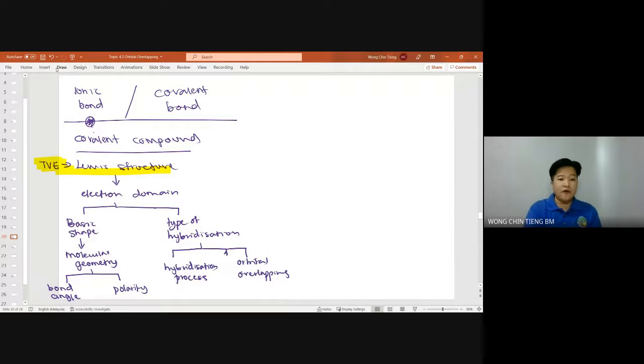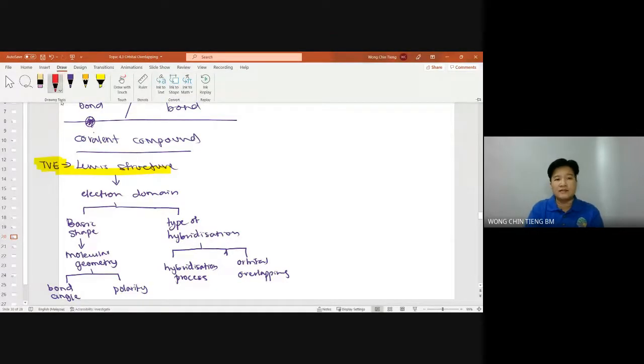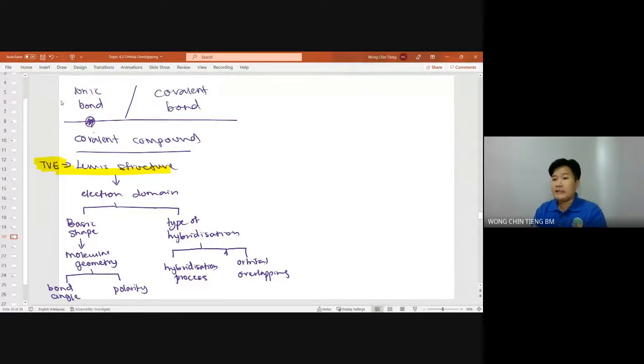Okay, and for your hybridization process, soalan sangat jarang minta explain. Sangat-sangat jarang. Orbital diagram adalah tempat yang dia mungkin akan minta kamu explain ataupun describe the same thing. Alright, this is the things that we will look at today.